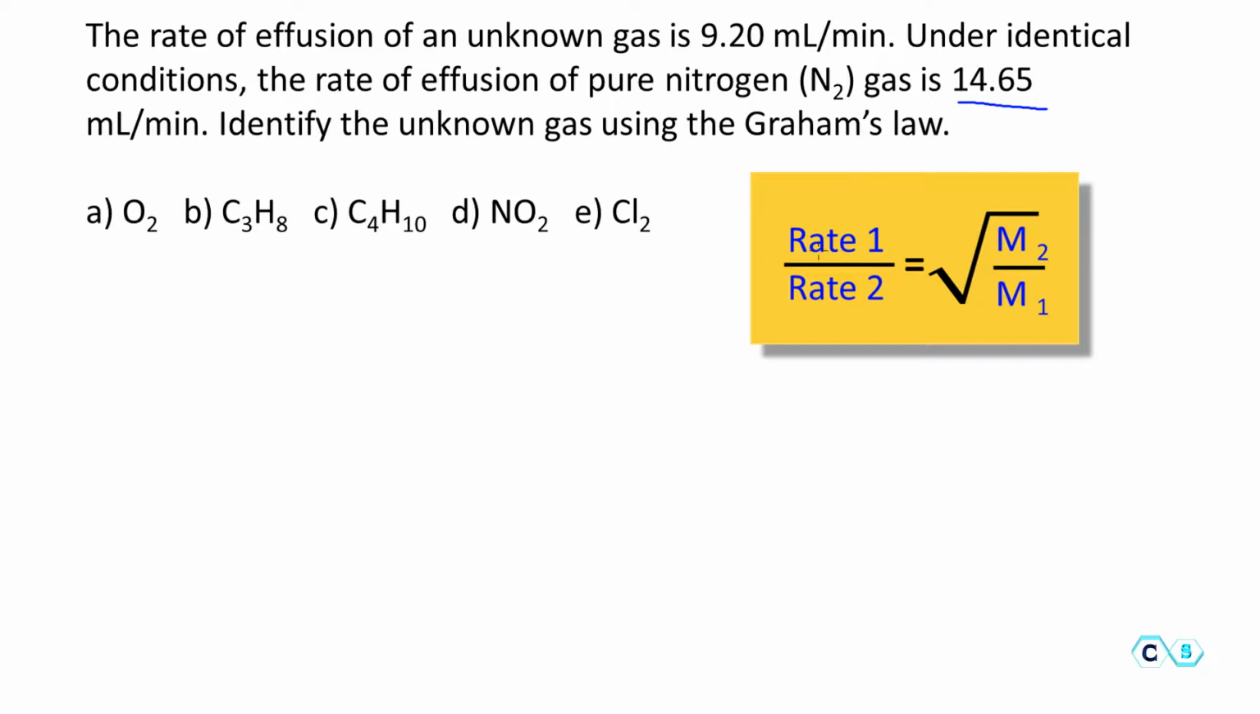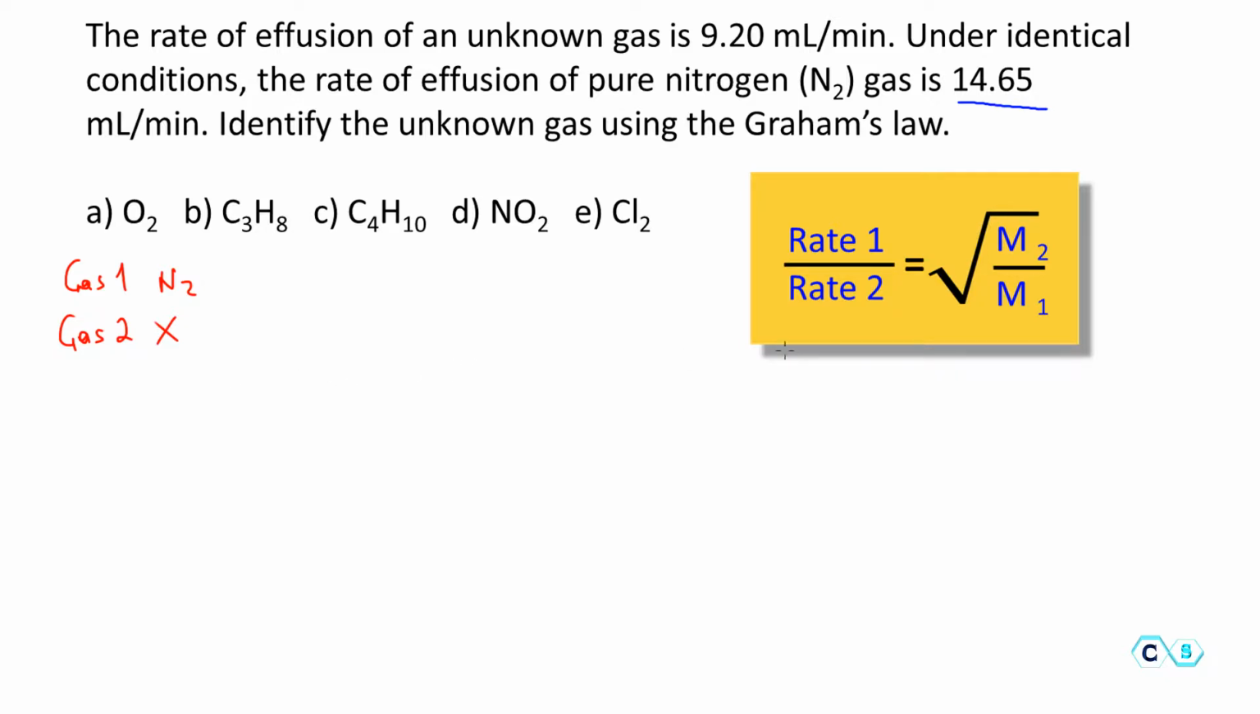One important thing here is to assign the gases correctly, which means deciding what is going to be gas 1 and what is going to be gas 2. So what we can do is say that gas 1 will be the nitrogen and gas 2 will be the unknown gas X.